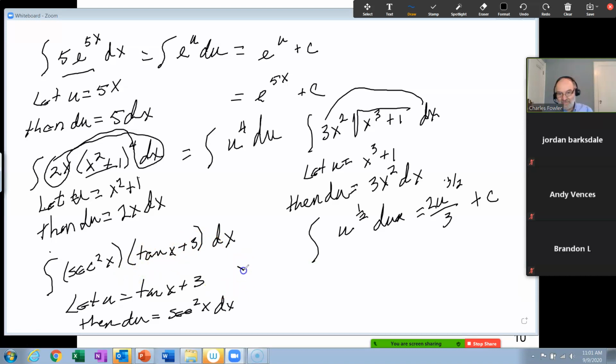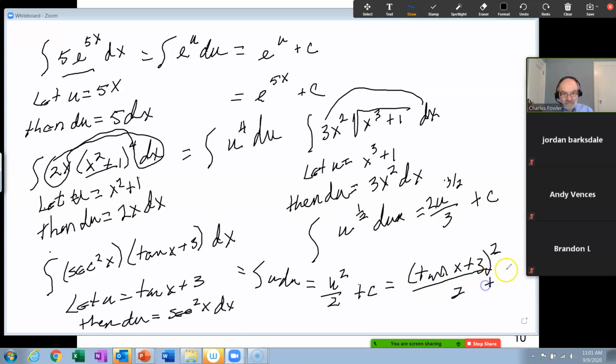That integral would then simply be the integral of u du, which is u squared over 2 plus c, which is (tangent x plus 3) squared over 2 plus c. I said I wasn't going to do this. Now that 2 plus c is not in your denominator. I just ran out of room because Brandon's in the way again. But anyway, that's how it works. Okay.